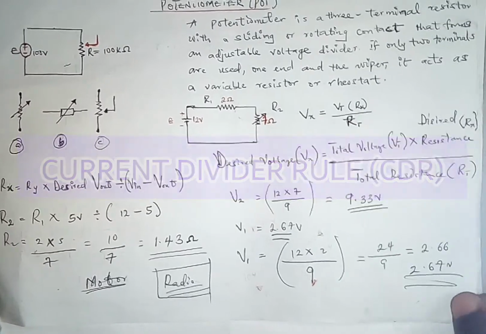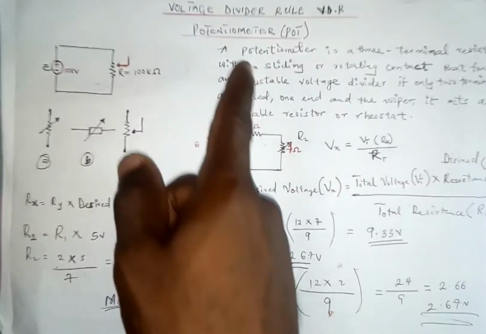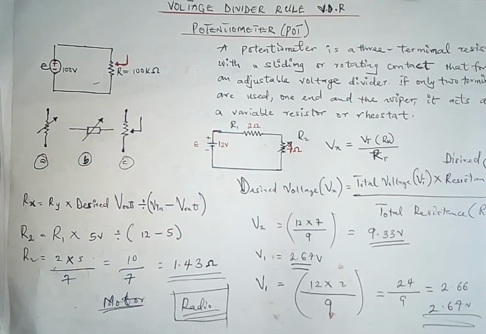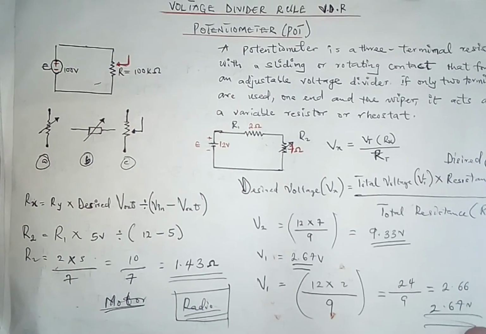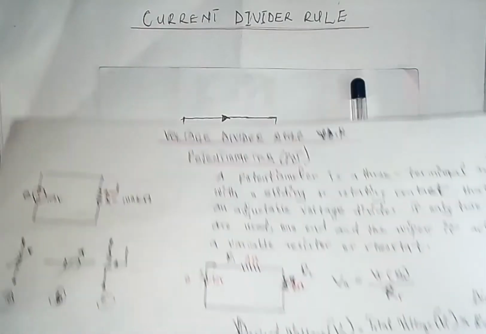If you recall, this is what we use then. When we talk about the potentiometer, the application of the potentiometer in the voltage divider rule, is how we can determine the voltage in a particular series circuit. So that is all on series circuit, according to what we did then.